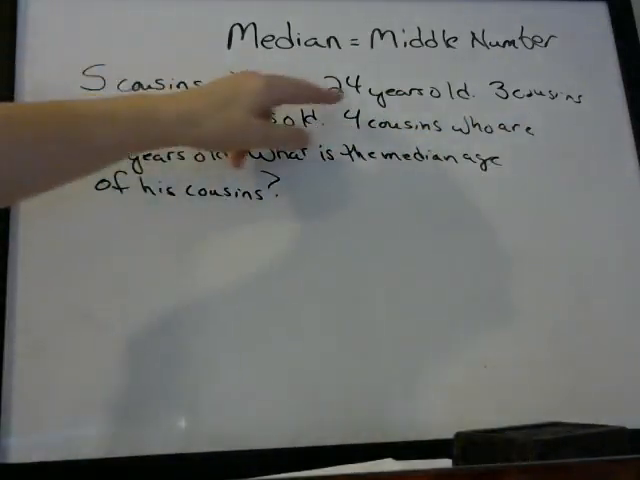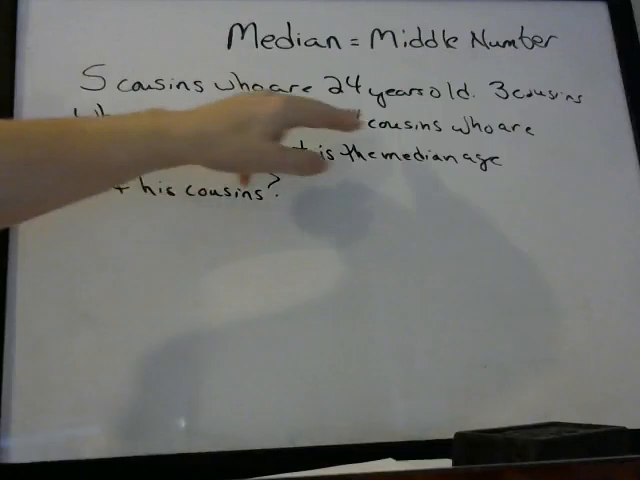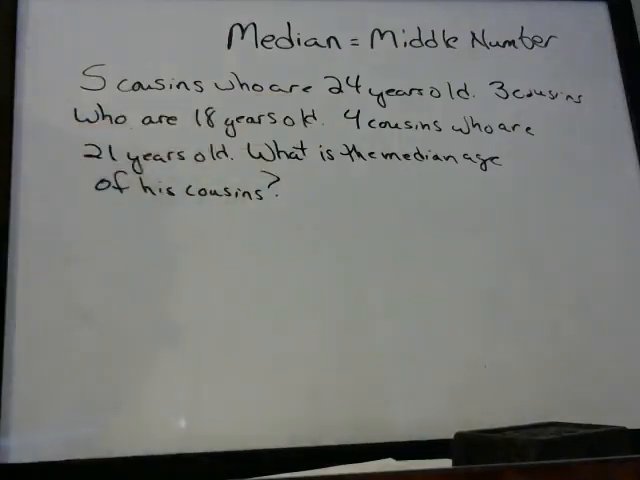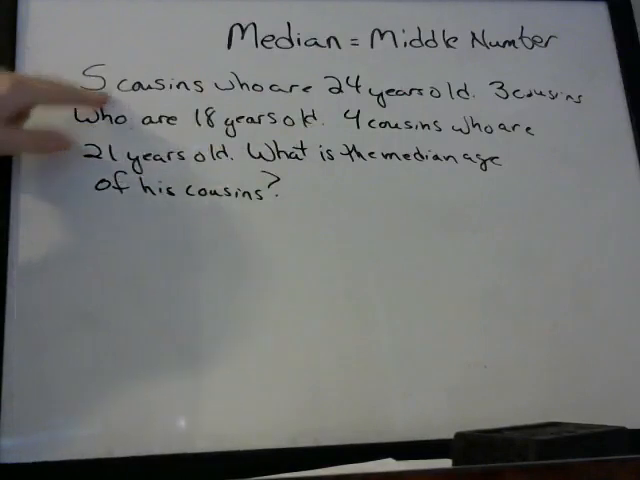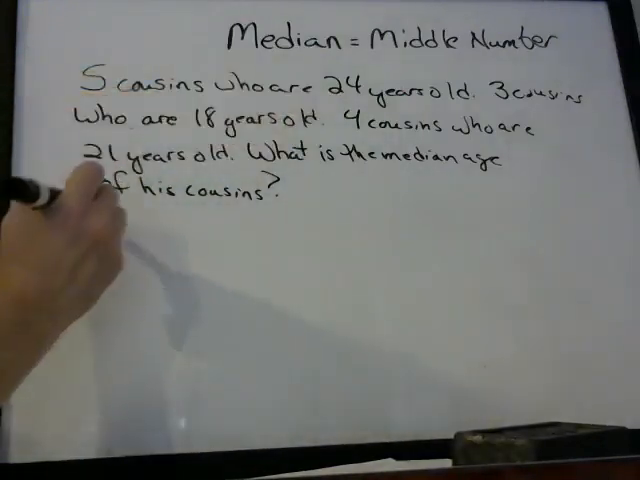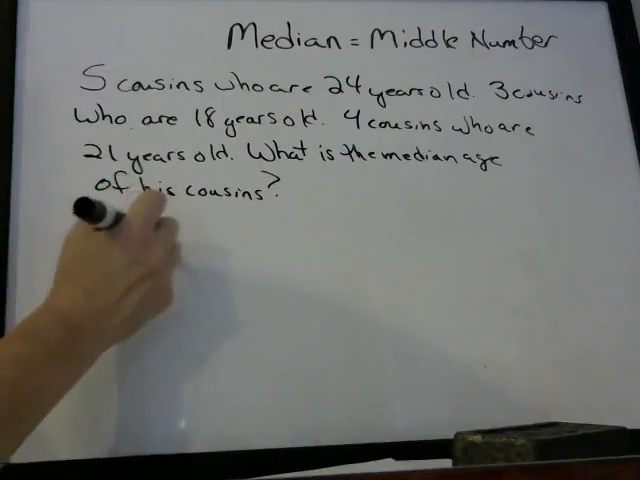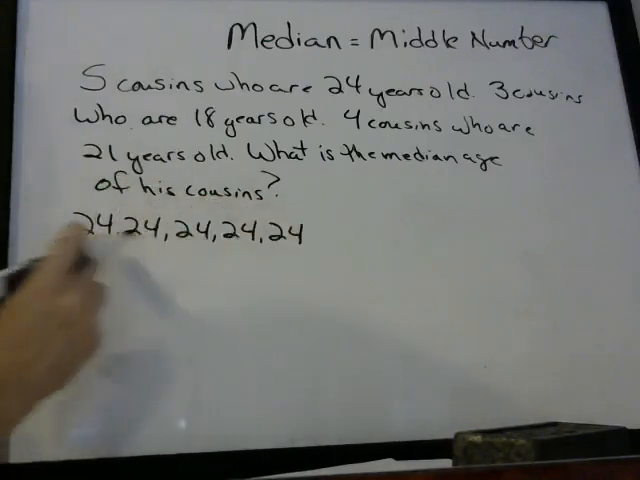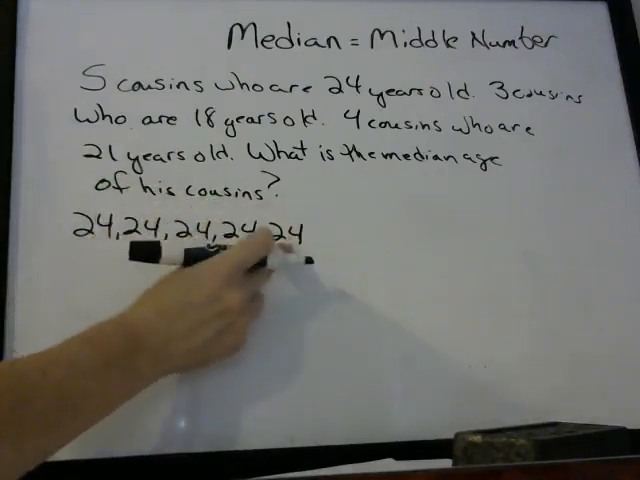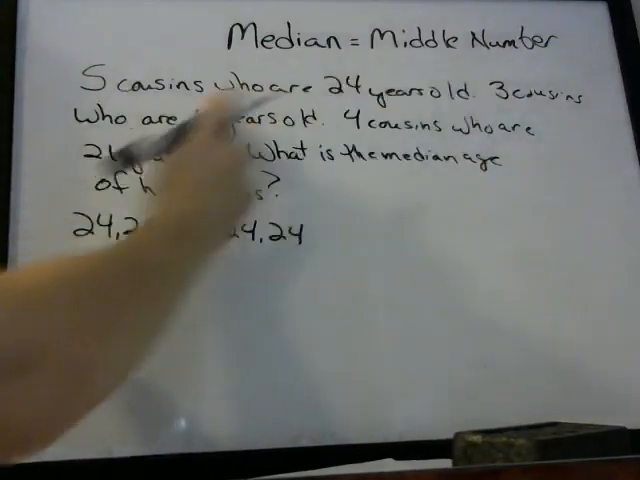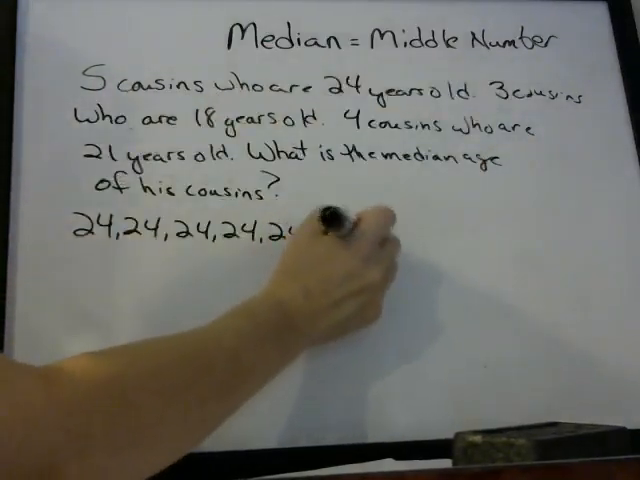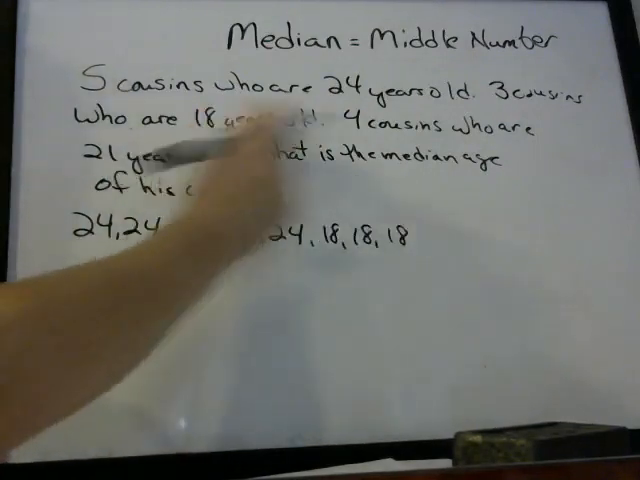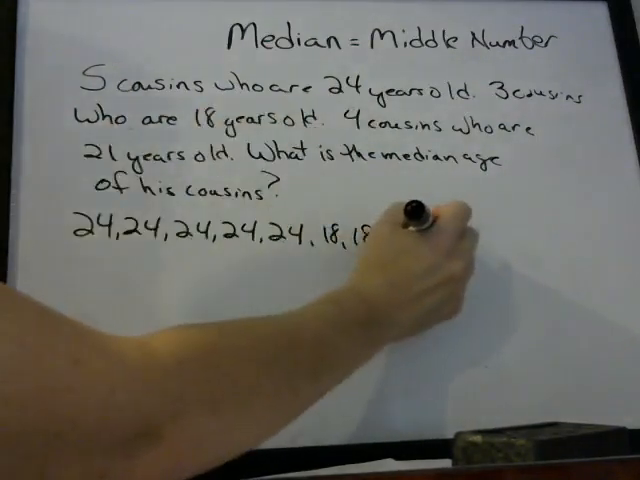So he met 5 cousins who are 24, 3 who are 18, and 4 who are 21. So what's the median age? Now this is put in a word problem, so we need to figure out what is our data set. Well, he has 5 who are 24 years old. So we have 24 5 times, because each one is representing a cousin. 1, 2, 3, 4, 5. 5 that are 24. 3 of them are 18. So 3 are 18. And 4 are 21.